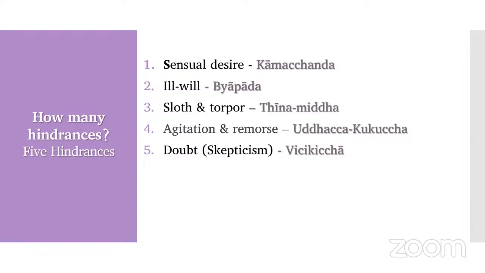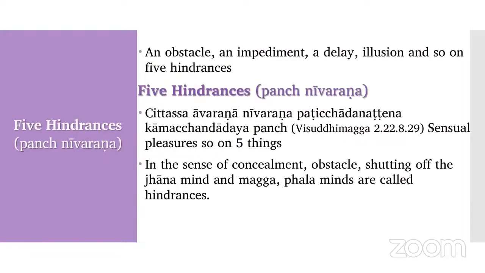So again, what is the nīvaraṇa? The Buddha said the nīvaraṇa covers your jhana attainment and covers your magga phala attainment. Therefore, this is the chittasa avarana nīvaraṇa. Paticchādanaṭṭena kāmachandādaya pancha: sensual pleasure and so on, 5 things. In the sense of concealment, obstacle, and shutting off the jhana mind and the magga phala minds, they are called hindrances.